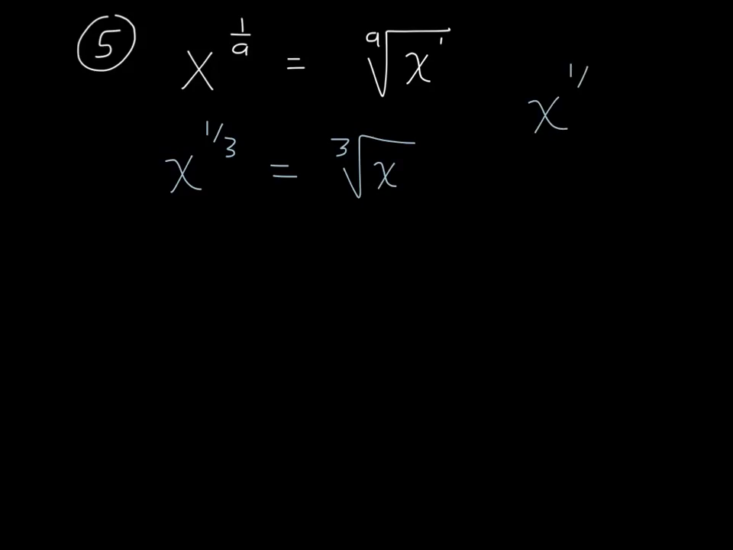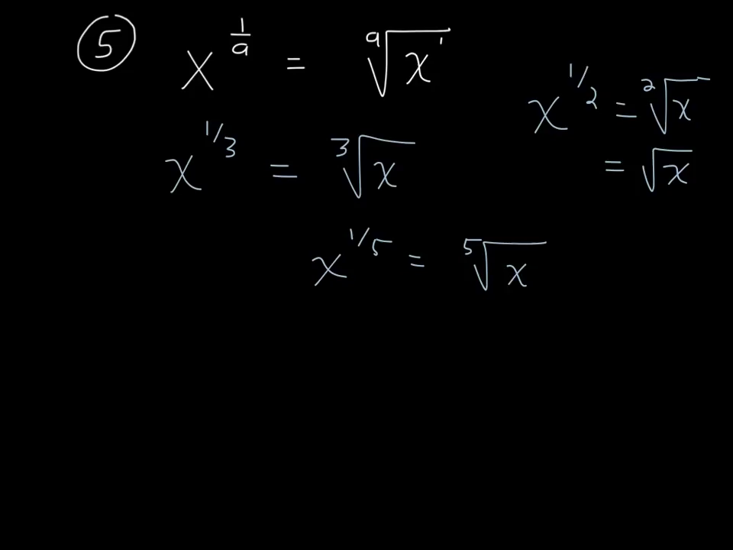X to the 1/2. That's the same as, now we can put a 2 out there, but we call that the square root. We don't ever write the 2. Okay, so a 1/2 power means a square root. That's really important. You're going to see that used the most. Okay, x to the 1/5, that's the 5th root of x. So the denominator tells us the root number.